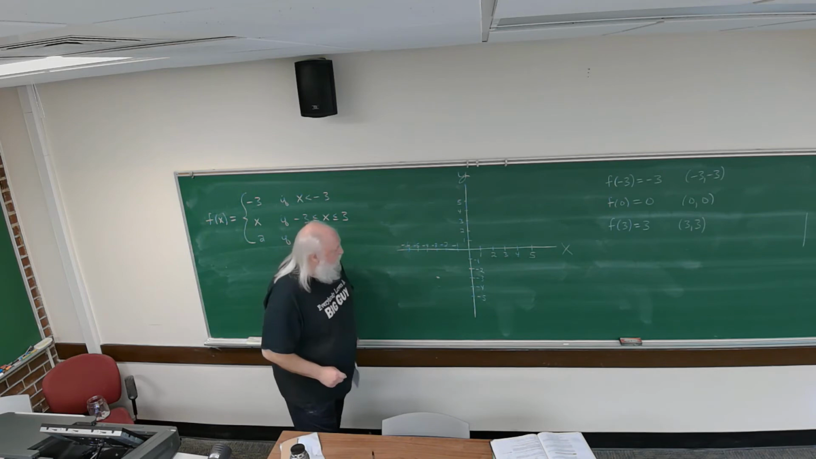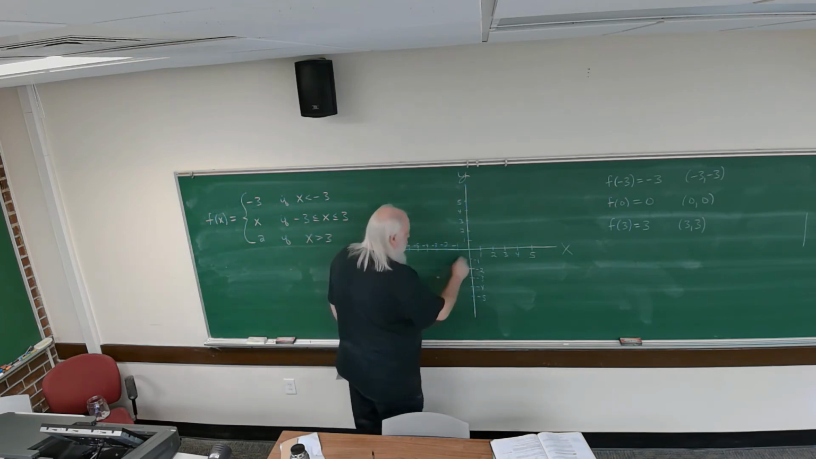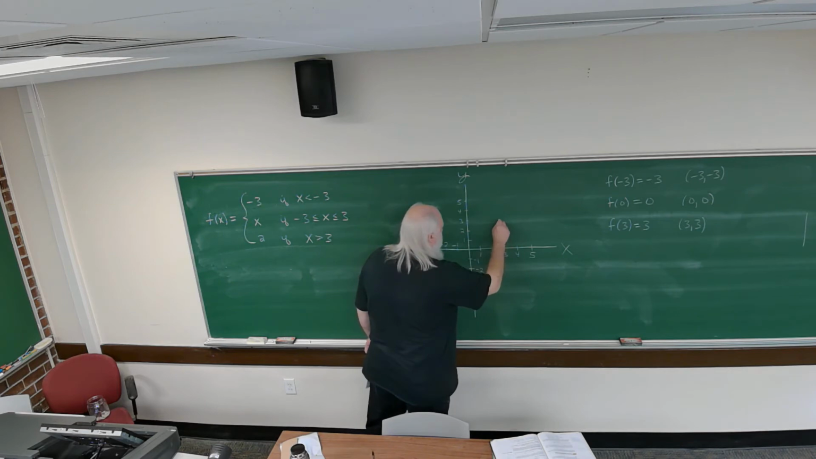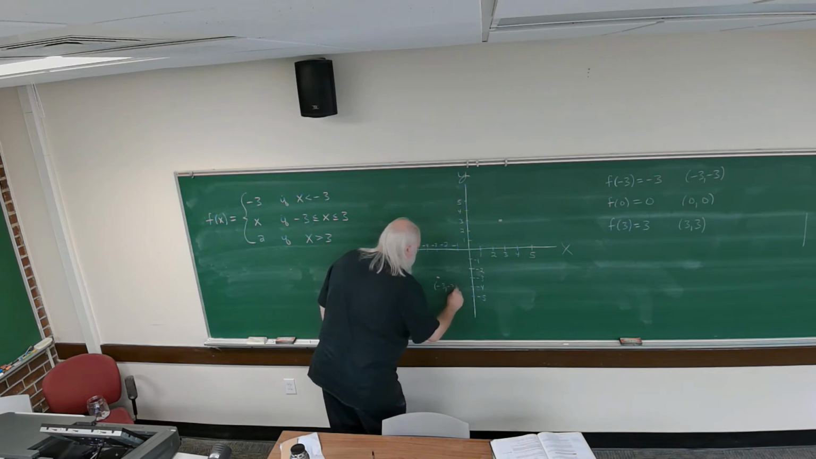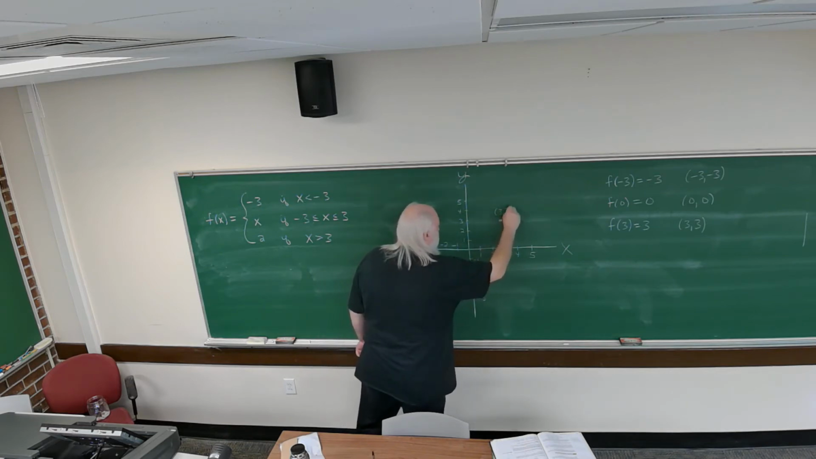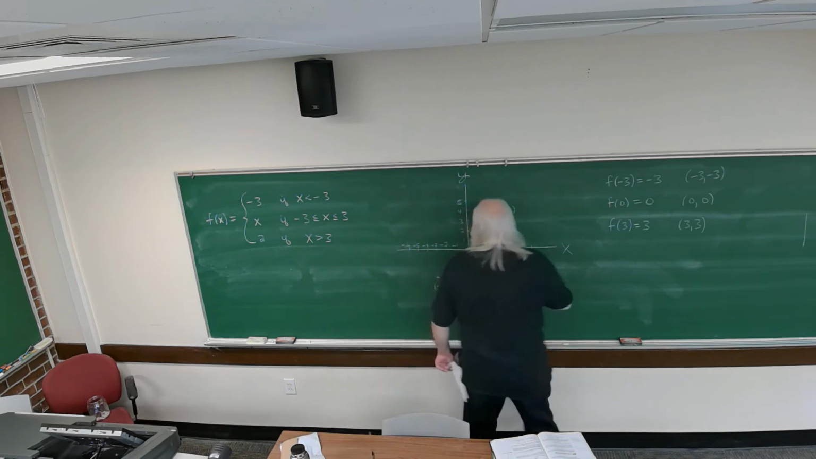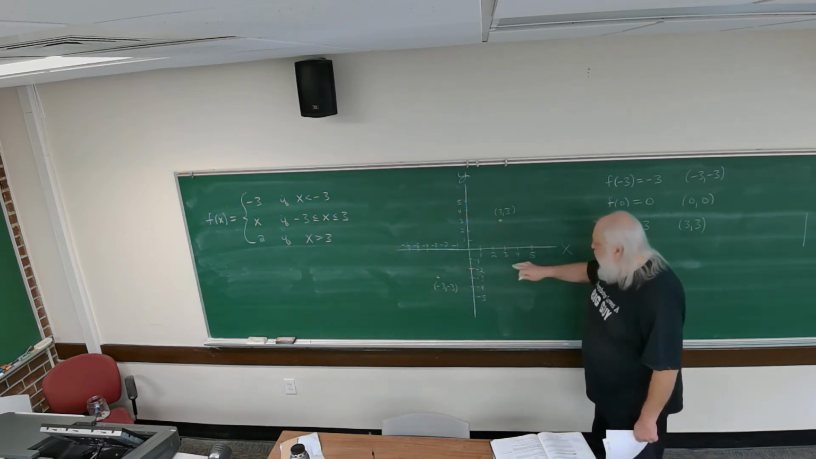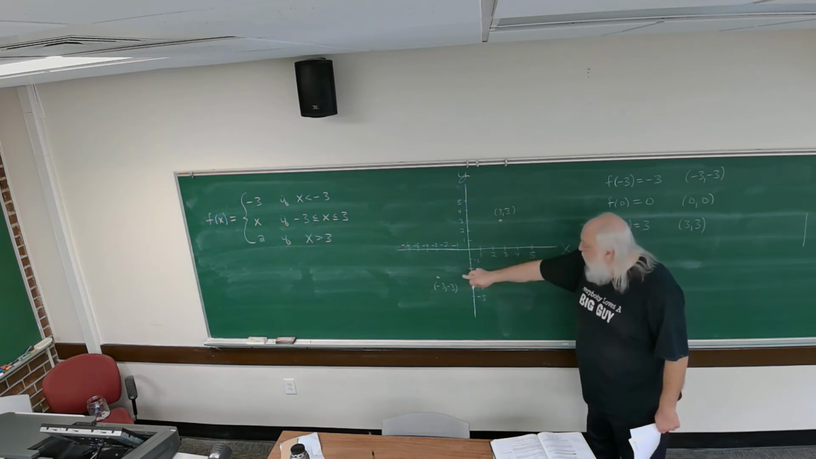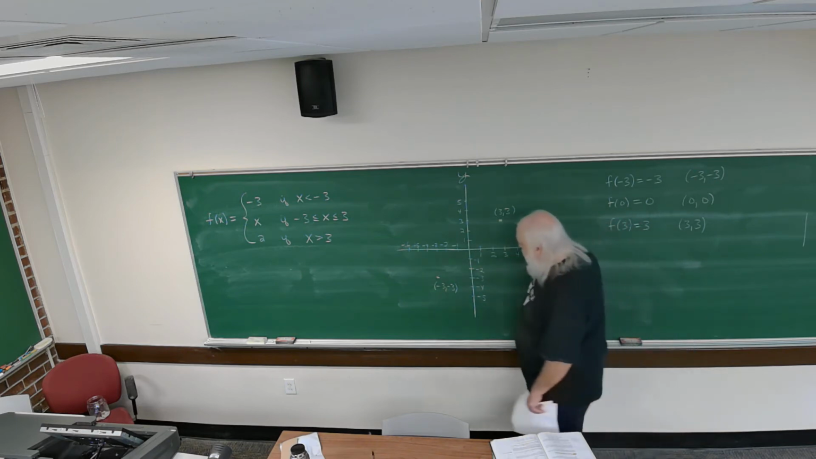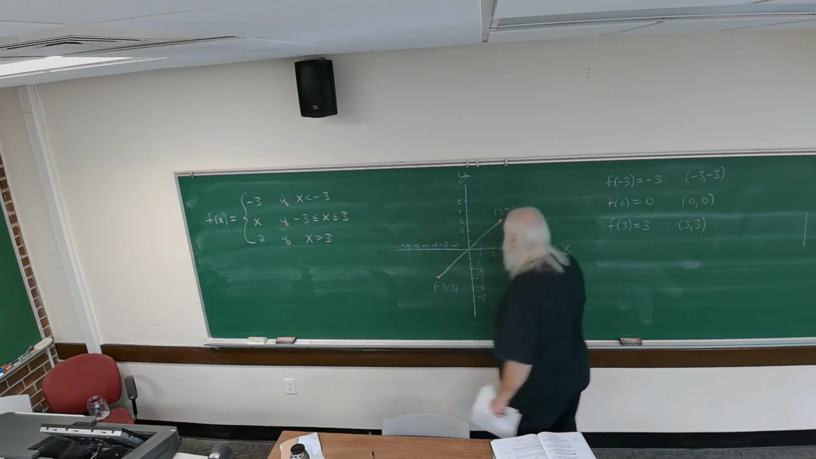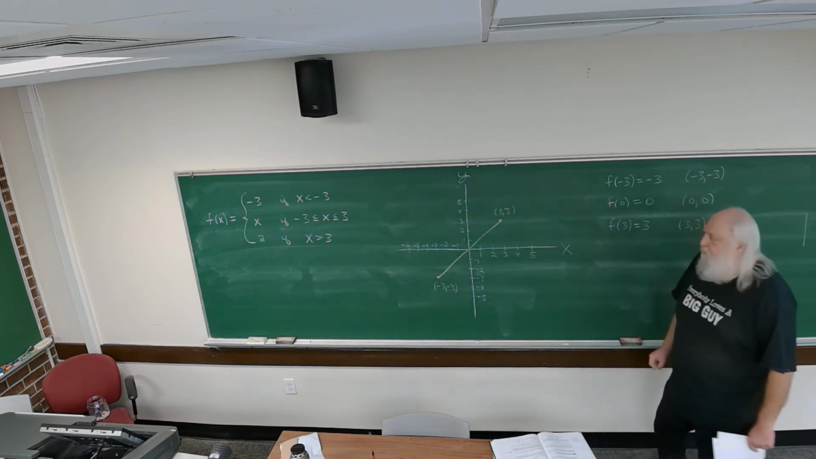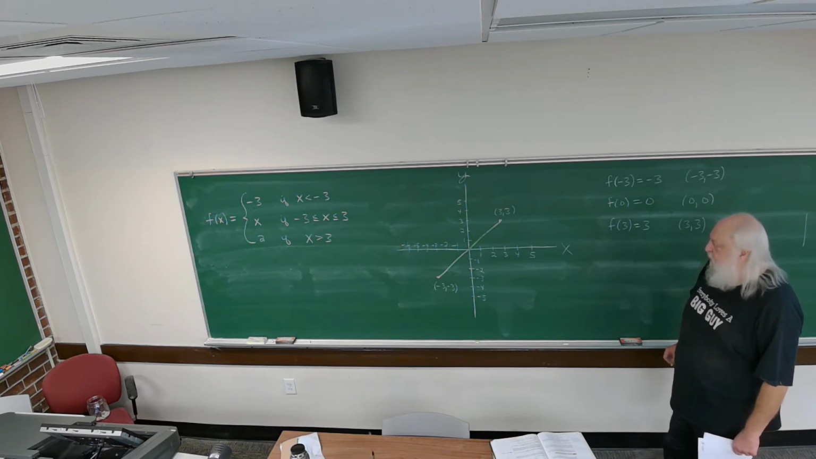You've been provided with a grid. Here's the point minus 3, minus 3. Here's the point 3, 3. And then the graph from x equals minus 3 to plus 3 is actually a line segment between these 2 points and goes through the origin. Okay? So that's what the graph looks like from x equals minus 3 up to x equals plus 3.